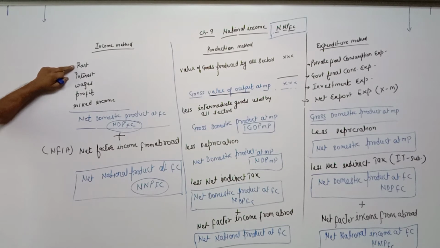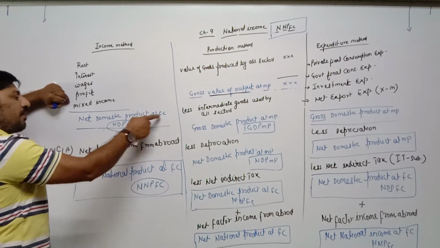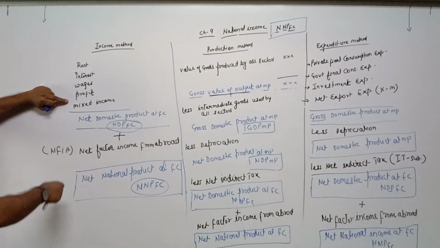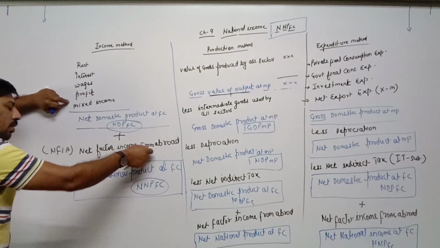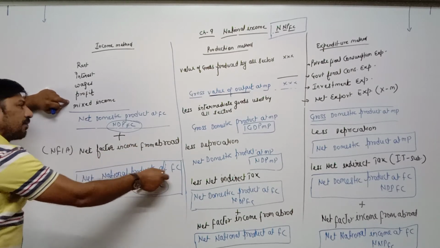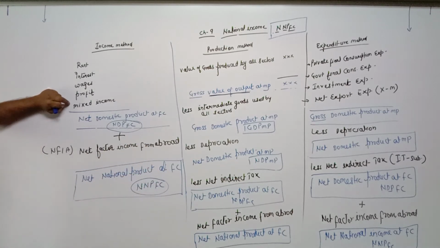First of all, we are adding rent, interest, wages, profit and mixed income. After adding all these components, we get net domestic product at factor cost. Then after that, we need to add net factor income from abroad. Then we get net national product at factor cost or NNP-FC. In this way, you have to explain.